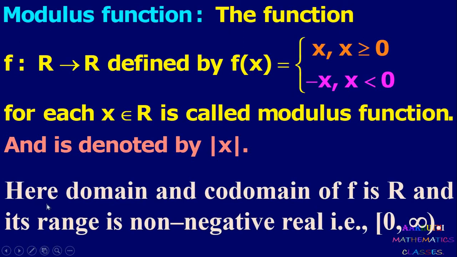So for the modulus function, the domain and codomain are the set of real numbers and the range is non-negative reals. That is, we get real numbers including 0 and all positive reals. So including 0, all positive reals, we can write like this. That is non-negative reals. Therefore, for the modulus function, the domain and codomain are the set of real numbers and the range is non-negative reals.